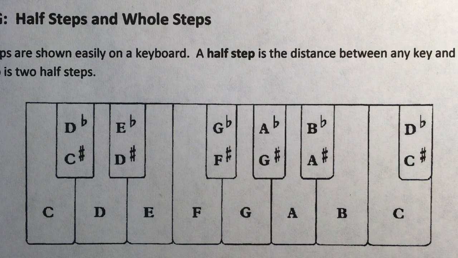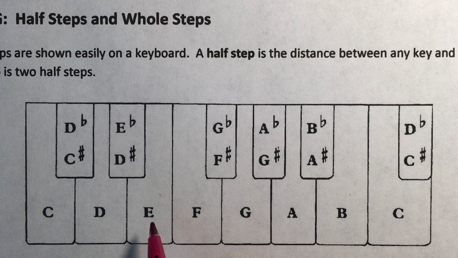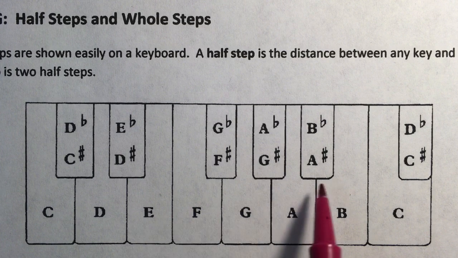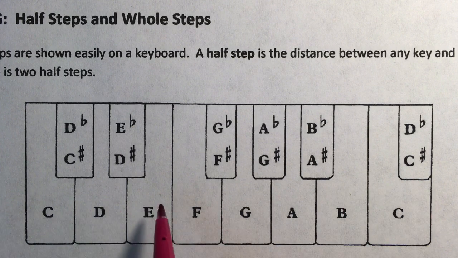This is a quick video about half steps and whole steps. To talk about this, we'll have a picture of our keyboard again. A half step is the distance between any key and the key nearest to it. So let's look at E. A half step higher than E. Remember, higher we're going to the right and lower we're going to the left. So if here's E and we're going a half step higher, a half step is the next key higher, so F is going to be a half step higher than E.